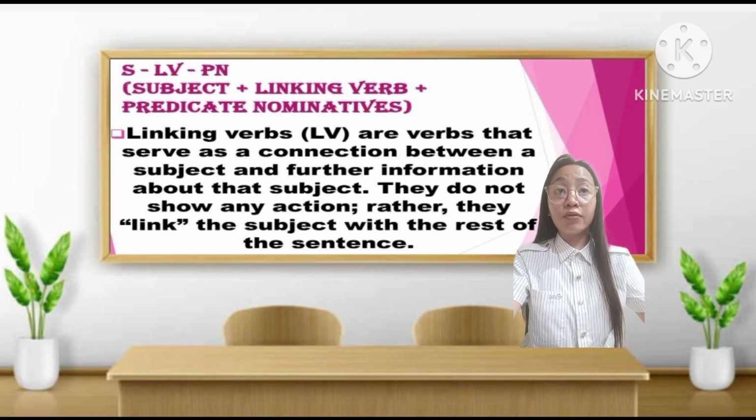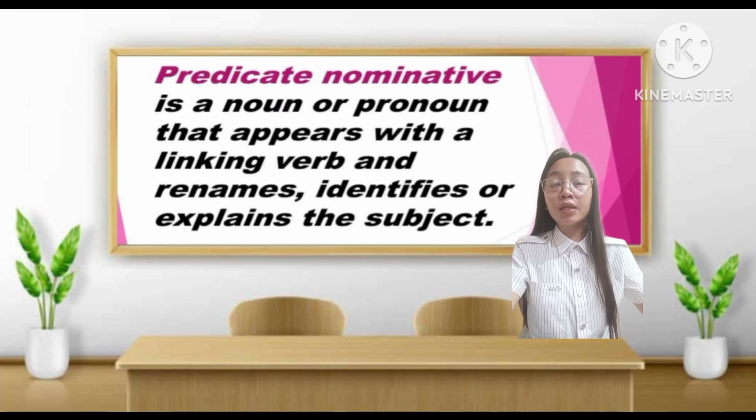In this pattern, you can find already the linking verb and the predicate nominative. When we say linking verb, it is a verb that doesn't show any action, but rather links the subject to the rest of the sentence. Examples of linking verbs are was, were, could. When you say predicate nominative, this is a noun or pronoun that appears with a linking verb, and it renames, identifies, and explains the entire subject.